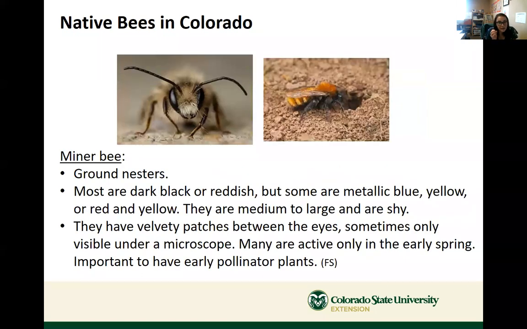This is a miner bee, kind of a cute, fluffy little thing. They're ground nesters as well. Most are dark black or kind of reddish. You can see in this photo here, this one's kind of yellow and red. They can be metallic blue, so their color kind of ranges. They're a larger bee and they're very shy. This is not one that's going to be aggressive or come after you at all. They have a very velvety patch between their eyes. Many are only active in early spring. So again, it's important to have those early blooming pollinator plants for bees like this.